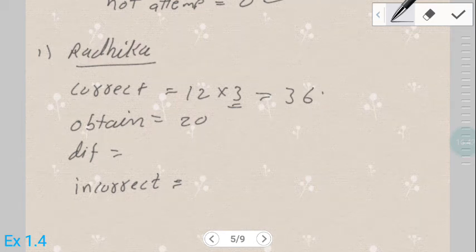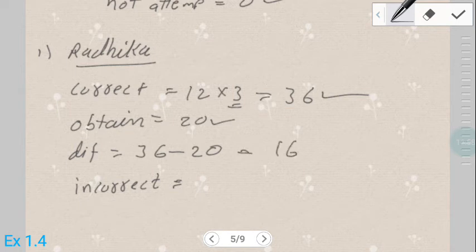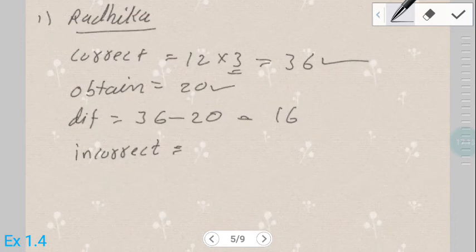But still she obtained 20 marks. So we can find the difference between the two: 36 minus 20, which is 16. So there is a difference of 16 marks. For each incorrect answer she is awarded minus 2 marks. So 16 divided by 2 is 8. That means she gave an incorrect answer to 8 questions.